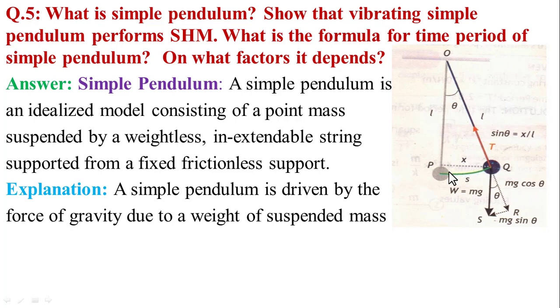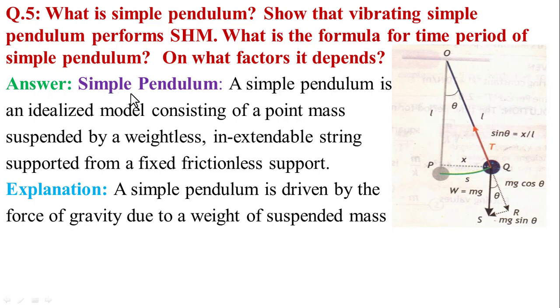The body moves toward the mean position due to the restoring force. This restoring force is mg sin theta, and the other forces, acting outward, are the tension in the string and mg cos theta. Both cancel each other. Now we will discuss in detail, so let us move to the answer.